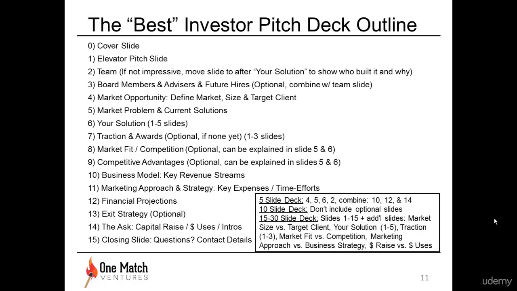So what I created here on the bottom right is a box that shows if you were to create deck variations, which slides to use. For example, if you were creating a 5-slide deck, you should grab slides 4, 5, 6, 2, and potentially combine 10, 12, and 14. If you're creating a 10-slide deck, don't include the optional slides.